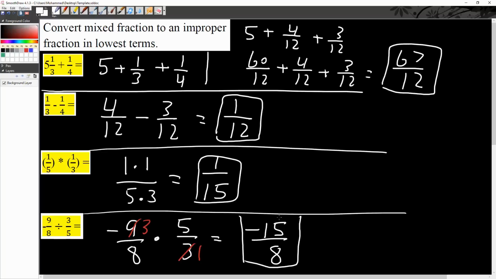And just to recap, for addition and subtraction, what we want to do first is get a common denominator. And for multiplication, we multiply the numerator by the numerator and the denominator by the other denominator. And that's pretty much it. And actually, one more thing. Another point is for division, instead of dividing, you may want to multiply by the reciprocal. So instead of 3/5, we multiply by 5/3. And that's pretty much it.